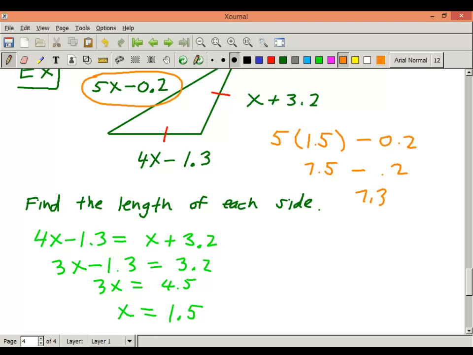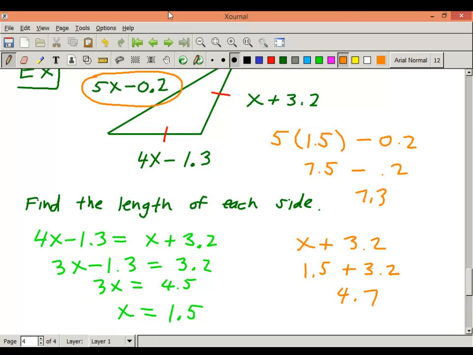Now really we only have to do one more calculation because those other 2 sides are congruent. So if we do the easier one, the x plus 3.2, and plug in our 1.5 for x, so 1.5 plus 3.2 is 4.7. So those other 2 remaining sides are both 4.7 for that triangle. Okay, so that's really all there is to it. It's just a one-day assignment.